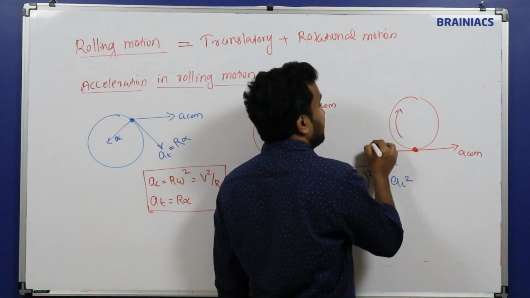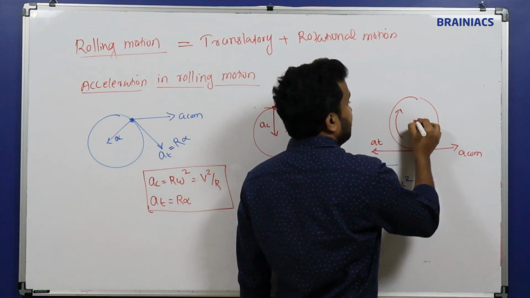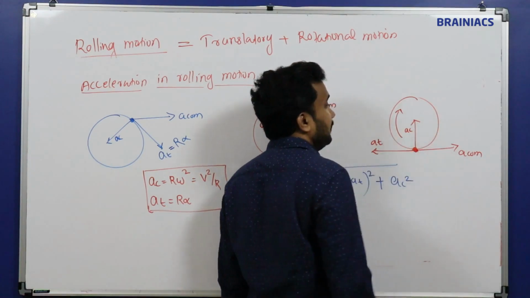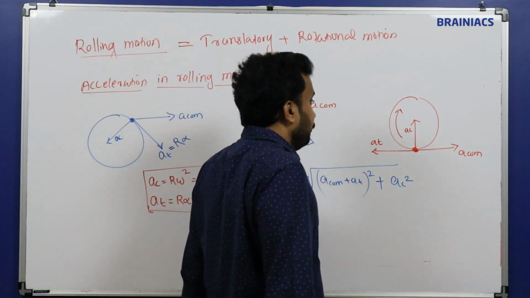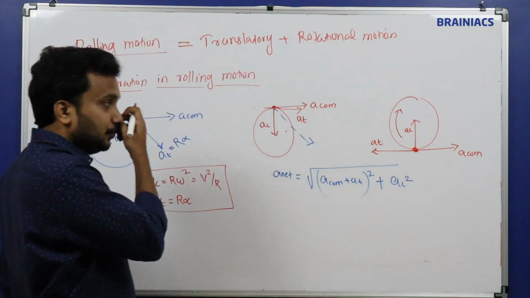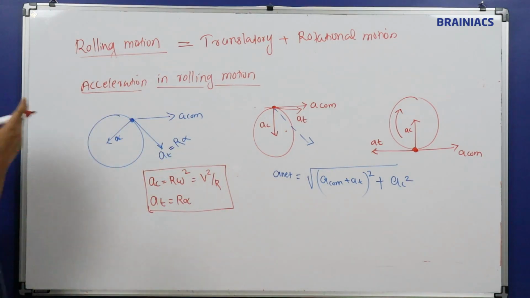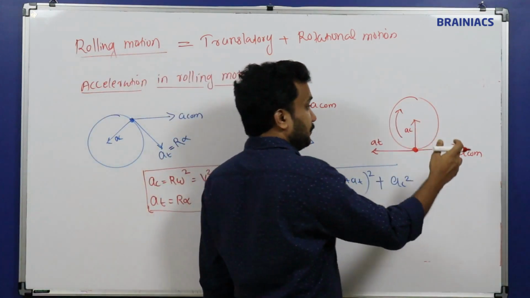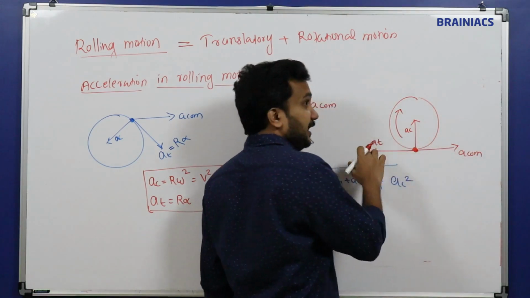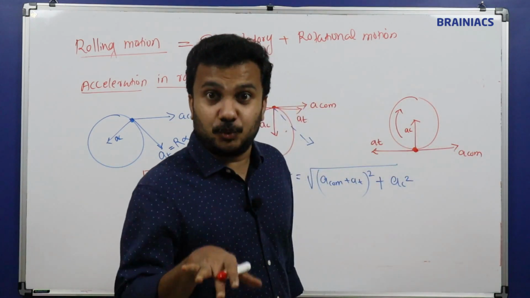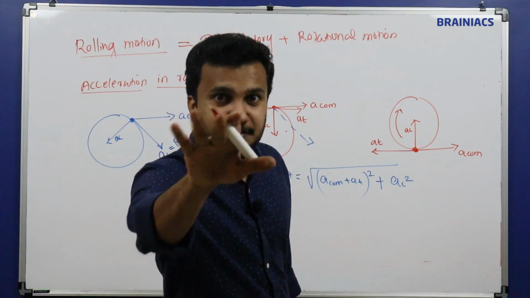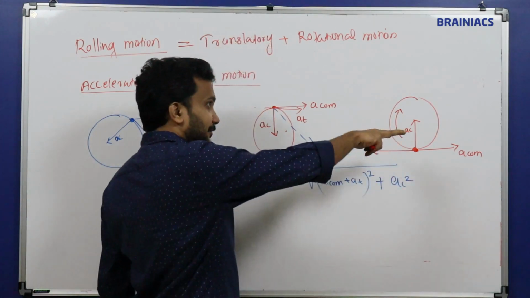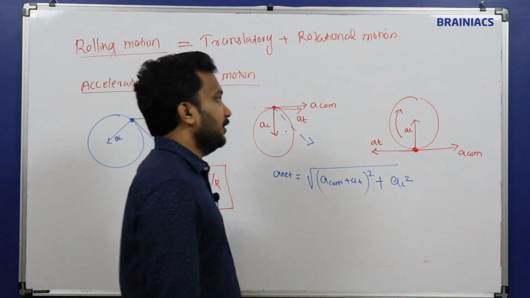So tangential acceleration is like this, and you have AC like this. Now how will you find the resultant of these two? Previously we didn't have AC. In the case of velocity we had VCOM and VT in opposite directions, so we did VCOM minus VT five minutes before. The story is different now. So how do we find this one?